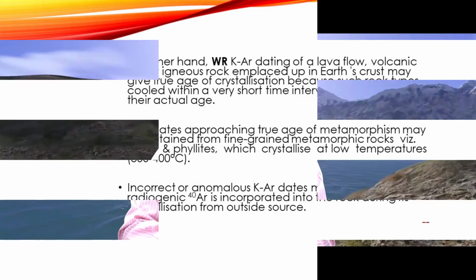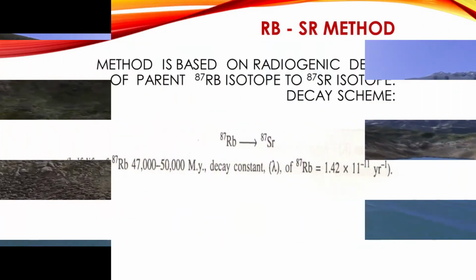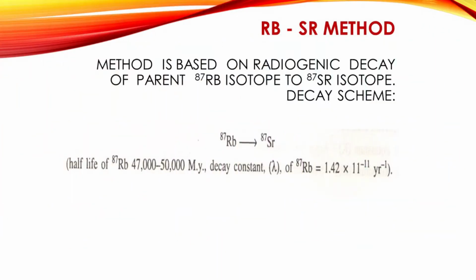Now we will talk about another method, which is the rubidium-strontium method. This method is also based on the principle of radiogenic decay of parent isotope rubidium-87 to daughter isotope strontium-87. The decay scheme is given by rubidium-87 to strontium-87.